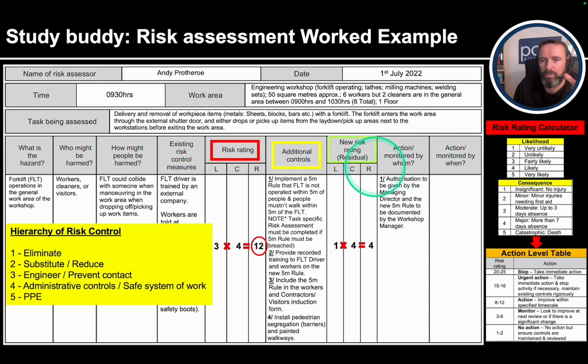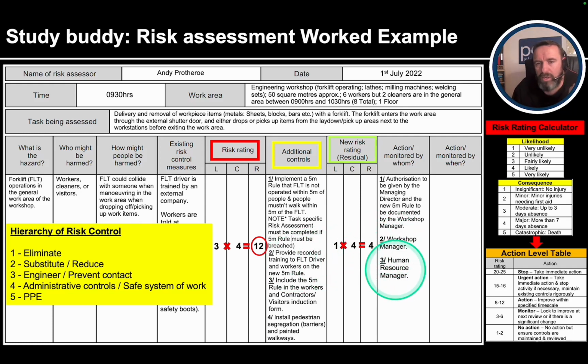Actions. Now what are we going to do? Number 1, authorization to be given by the managing director and the new 5 metre rule to be documented by the workshop manager. So again, quite specific. We really are bringing people into this. Number 2, to be done by the workshop manager. So 1 done by 1, 2 done by 2. So you can see I'm just marrying them up.